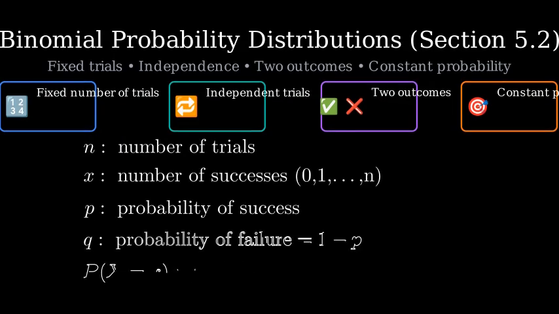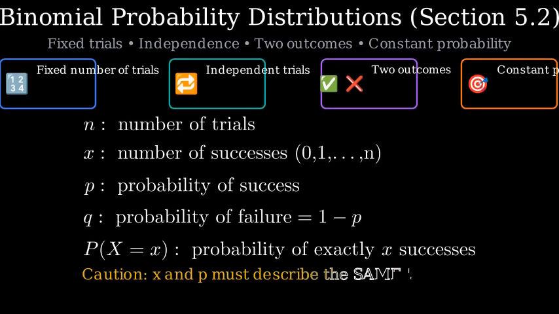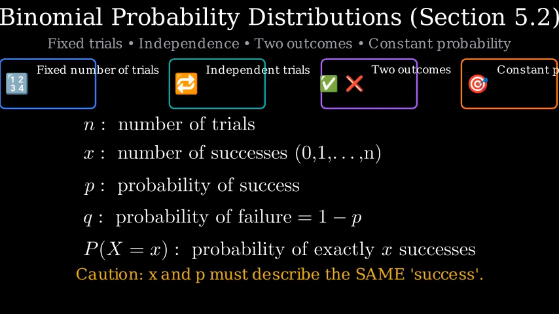Here is the notation. The letter n is the number of trials. The letter x is the number of successes we want. The letter p is the probability of success on 1 trial. And the letter q equals 1 minus p, the probability of failure. Important caution. The word success is just a label. Make sure that x and p both refer to the same category you are calling success.